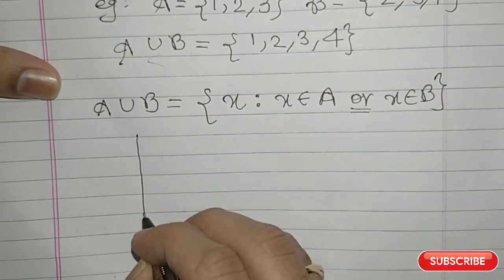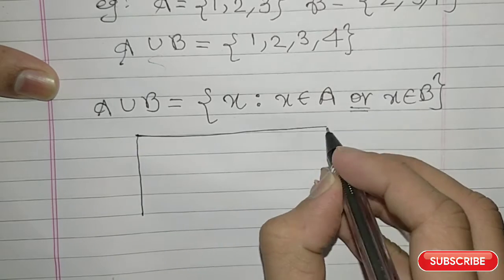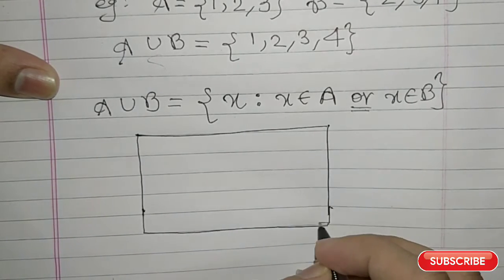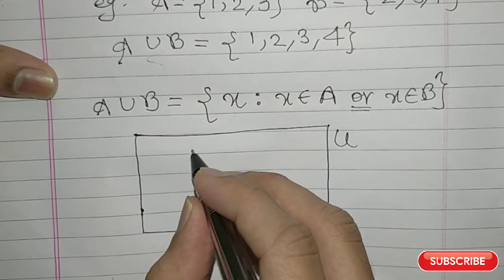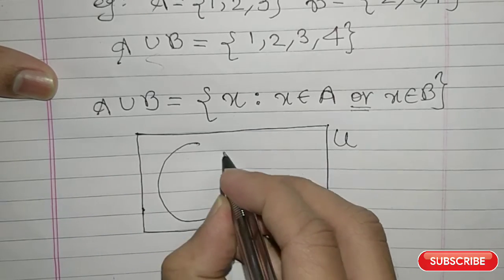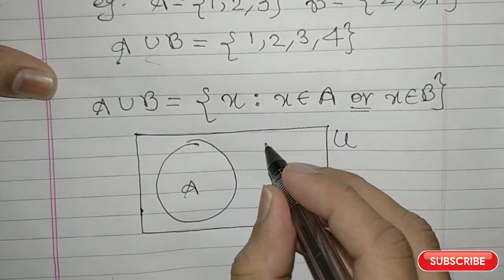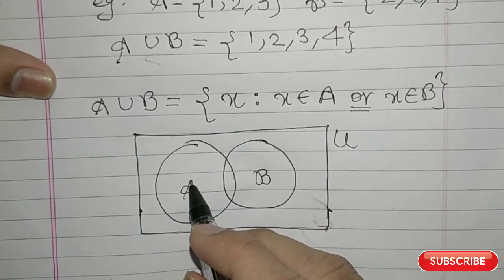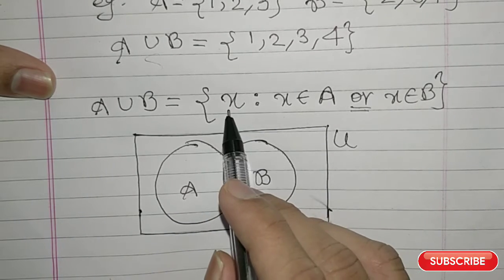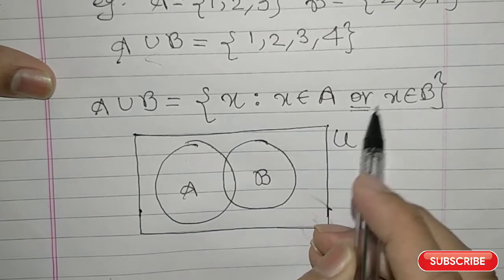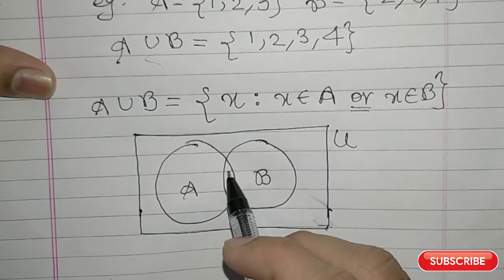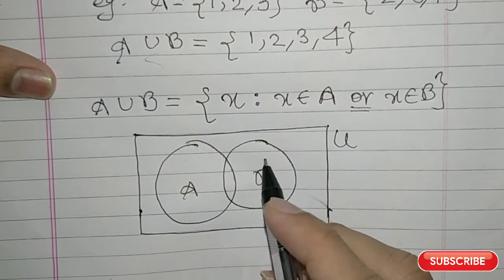Now let us look at the Venn diagram. So if you draw the universal set U, and if you take the set A here and the set B, A union B means what? x such that x belongs to A or x belongs to B. So it can belong to any one of these, also including both, right?